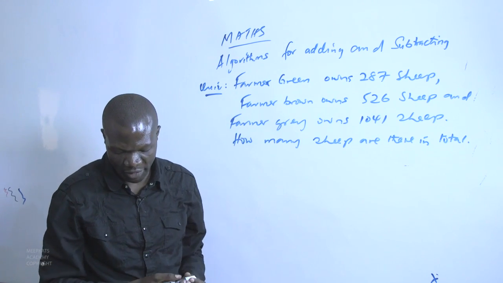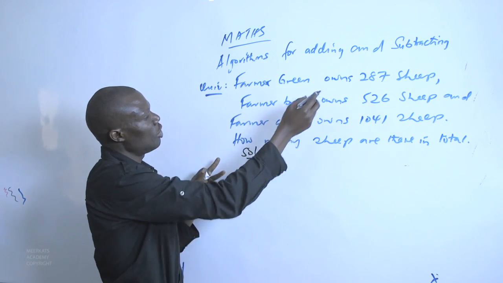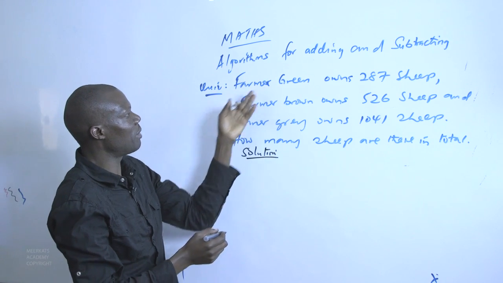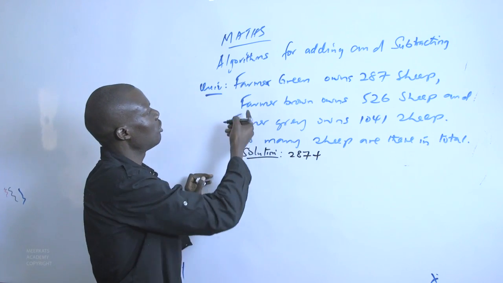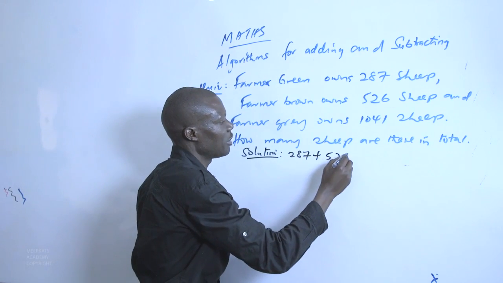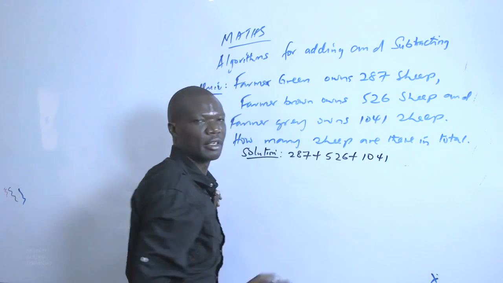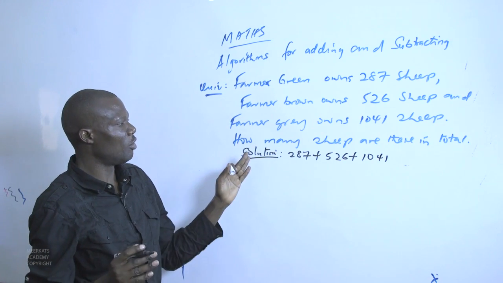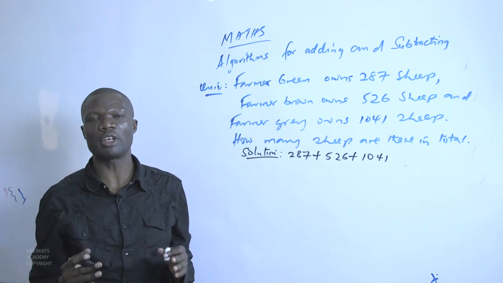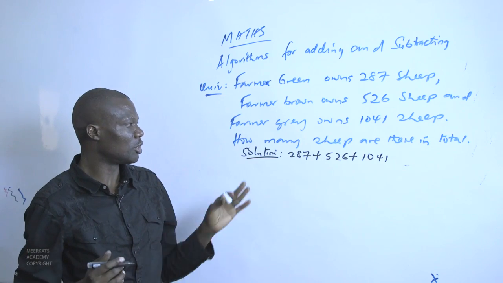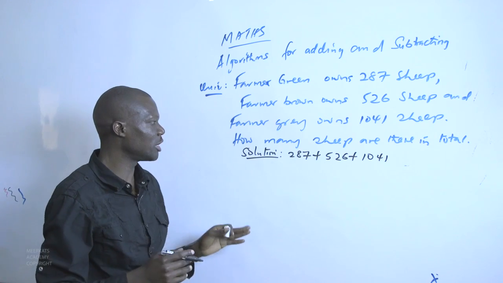Brown, and Farmer Gray, which implies that in our solution, we shall take what is owned by Farmer Green, which is 287, plus what is owned by Farmer Brown, which is 526, plus what is owned by Farmer Gray, which is 1041. That is what we have. Then, looking at this, these are large numerals where we cannot add them mentally, so we shall require to apply addition algorithm. So in addition algorithm, we shall rearrange these digits according to their place values in the same column.